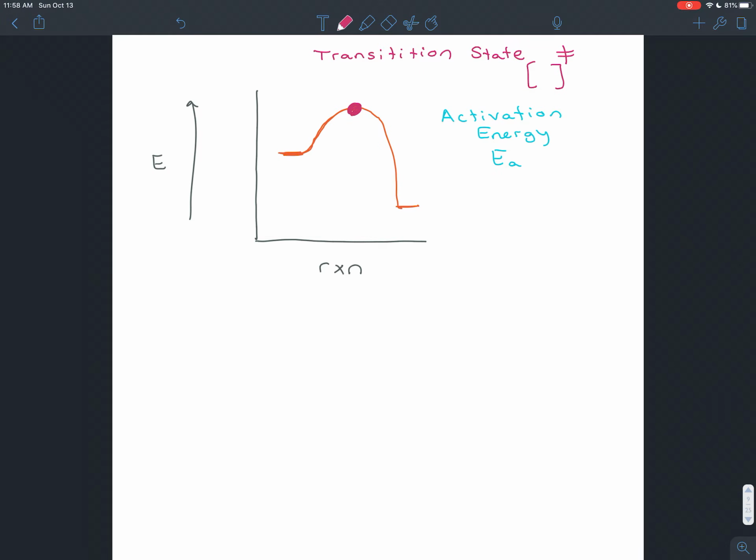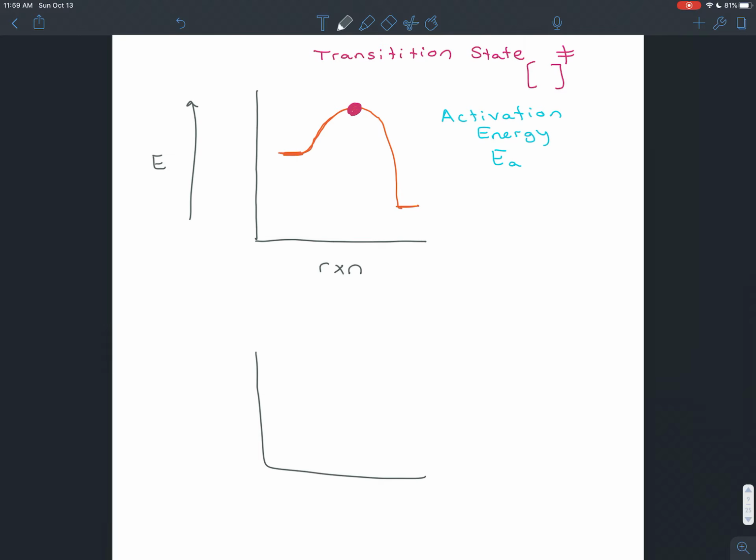What does the molecule look like at the transition state? Well, it more closely resembles whichever thing it's closest to in energy. So for example, this transition state is closer to the reactants in energy than the products. So it'll look a little bit more like the reactants than it will the products.